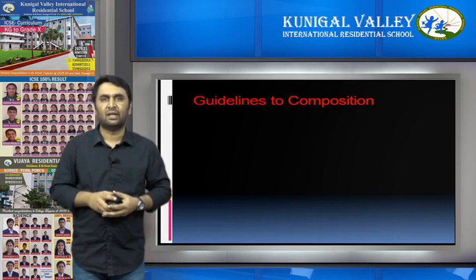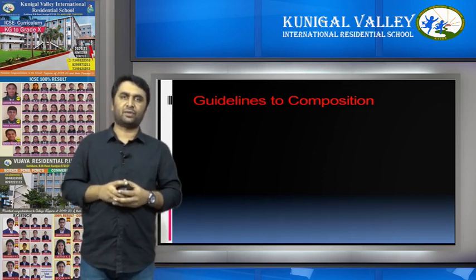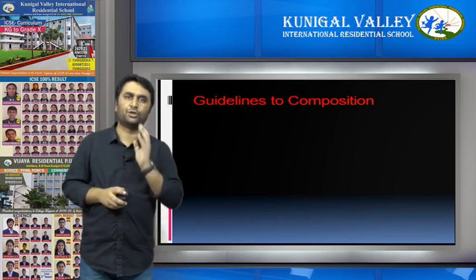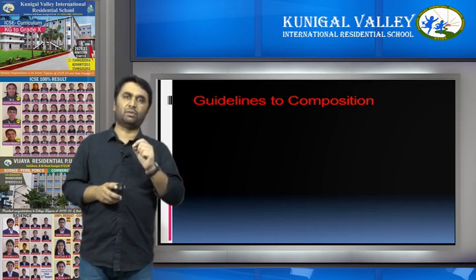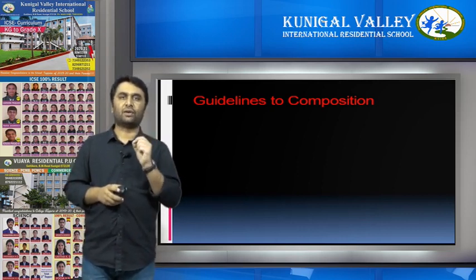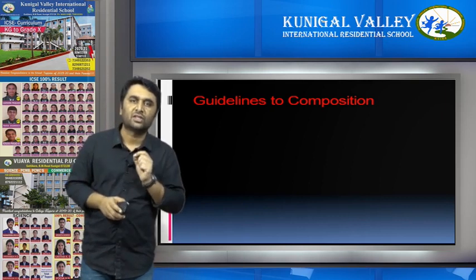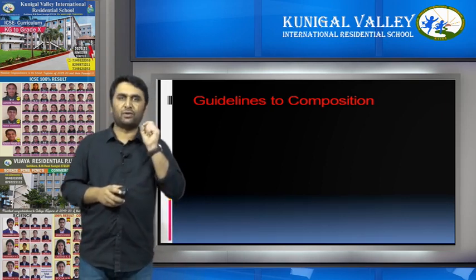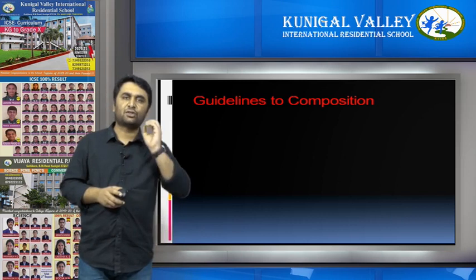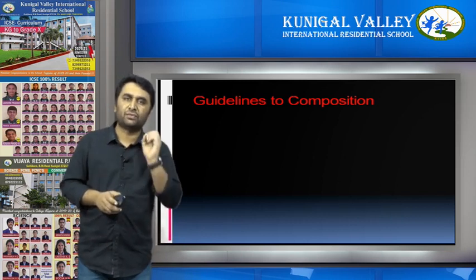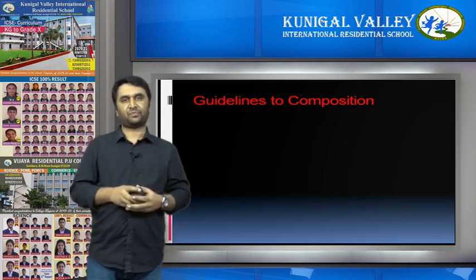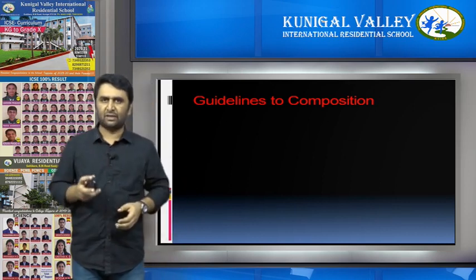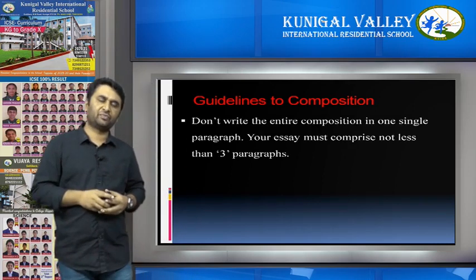So please be careful. My guidelines to the compositions will surely help you to score above 16 or 17 out of 20. Those who can score above 15, trust me, can score above 70 out of 80 in English 1. So, please be careful. Here we go with the first rule.